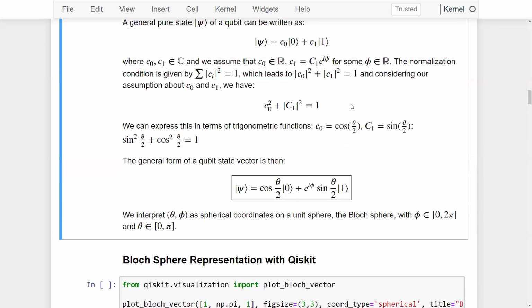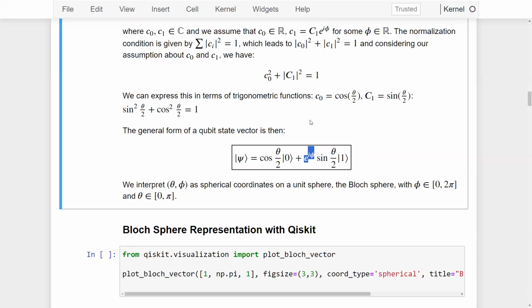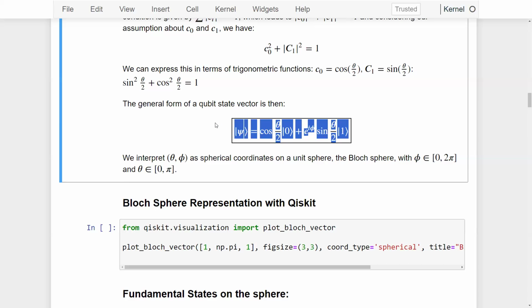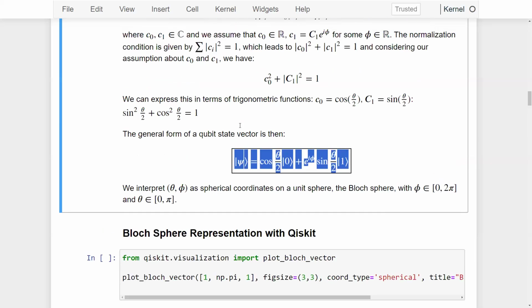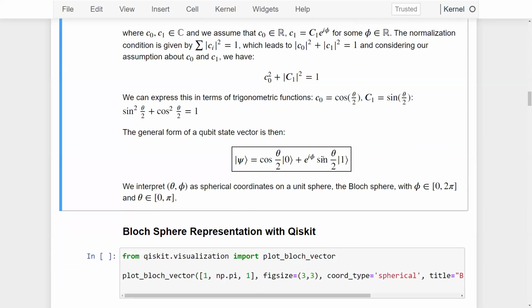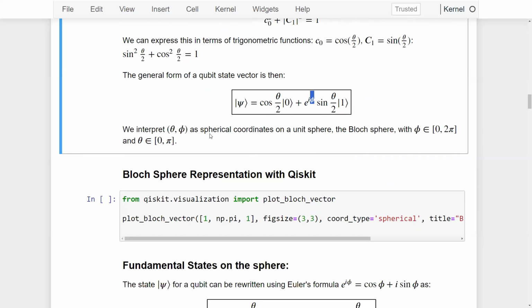Okay, so we substitute this C0 and C1 here, and also recall that C1 is multiplied by this exponential function. So this exponential function appears here in this formula. So this is essentially the same state as this one, but rewritten in terms of other coordinates, theta and phi. So this theta and phi can be considered as spherical coordinates on this Bloch sphere. So phi runs from 0 to 2 pi and theta from 0 to pi, just like traditional spherical coordinates.